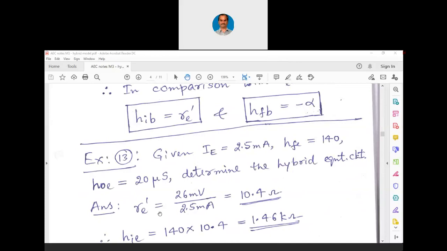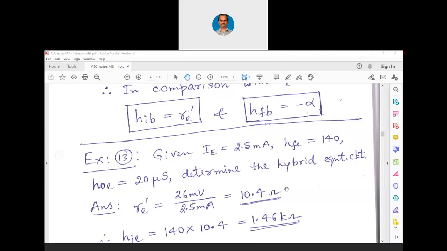RE dash is 26 millivolts divided by 2.5 milliampere, that is 10.4 ohms. So, yes, Sayan has given the answer. RE dash is 10.4 ohms. Then HIE equals 140 into 10.4, that is 1.46 kilo ohms. So that is correct. Who told that answer? 1456 ohms?